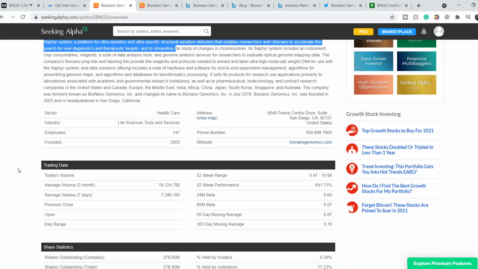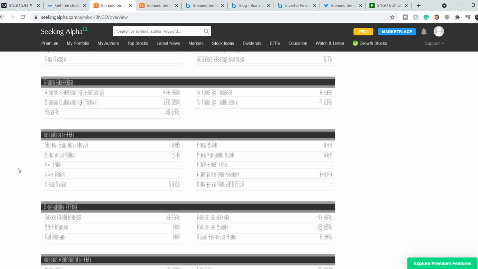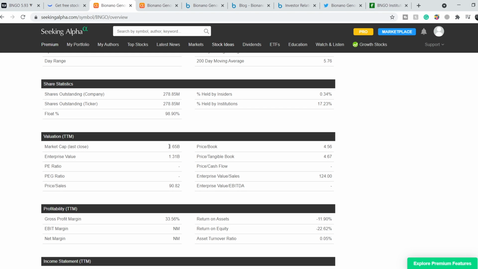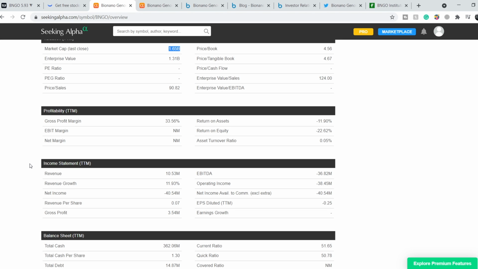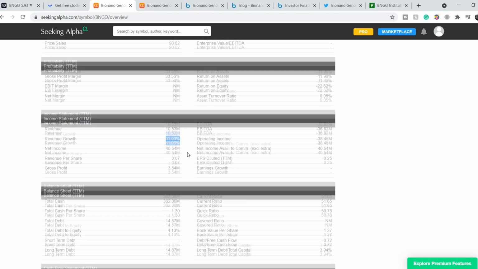For now, they don't have much sales and they don't have much revenues. And that's why their total market cap for now is 1.65 billion. It is a relatively small company according to their market cap. They have a revenue of $10.53 million with a negative net income of $40.54 million. But they have rather good revenue growth of 11.93%.